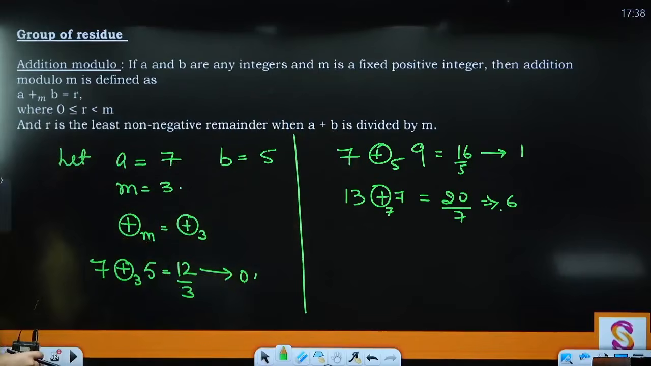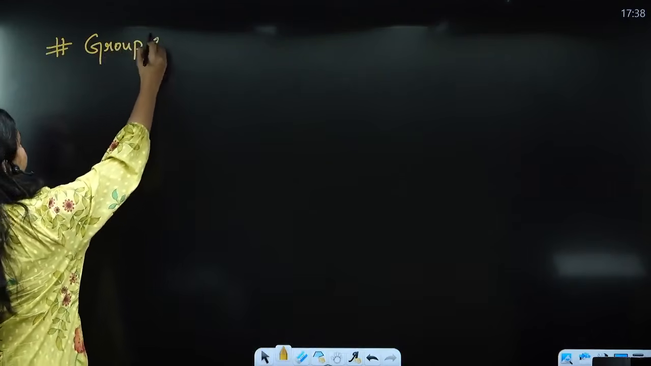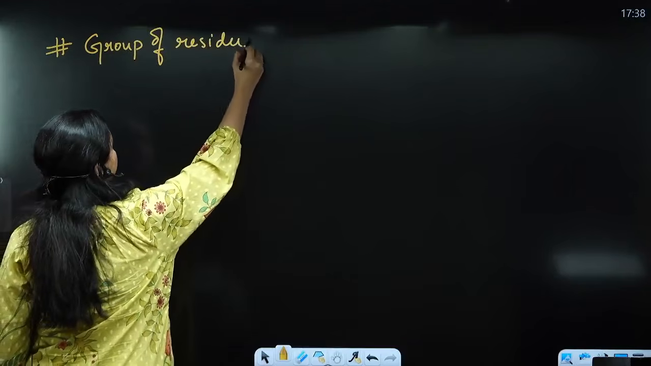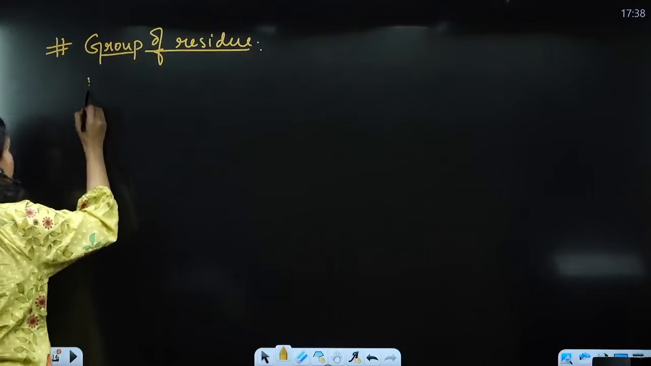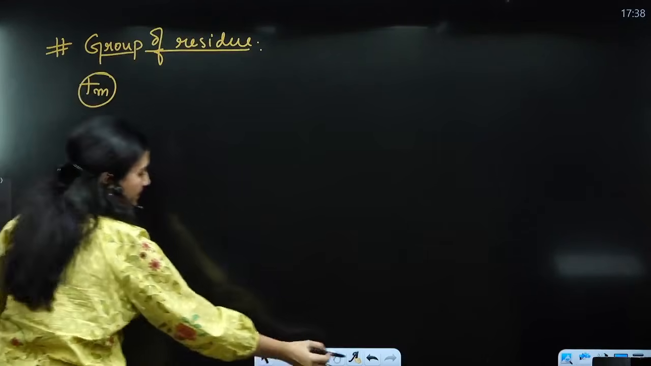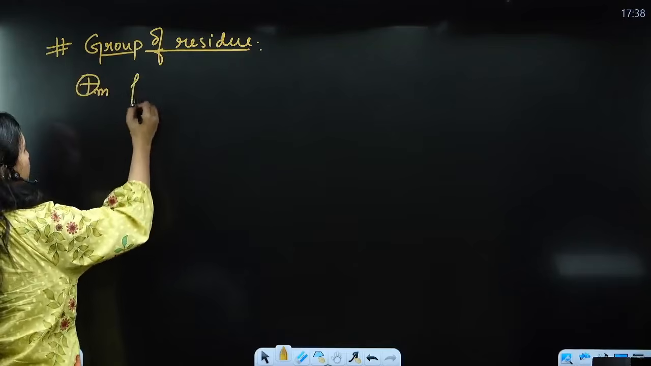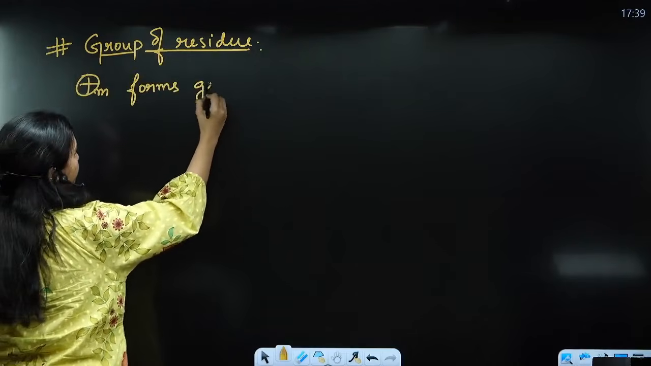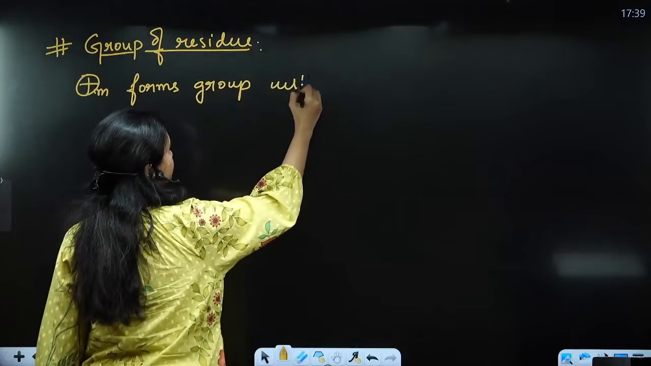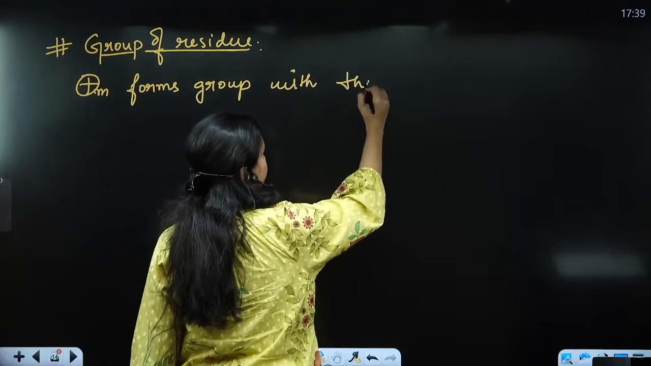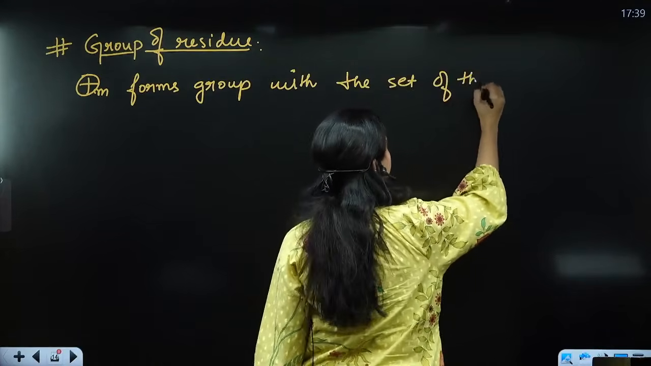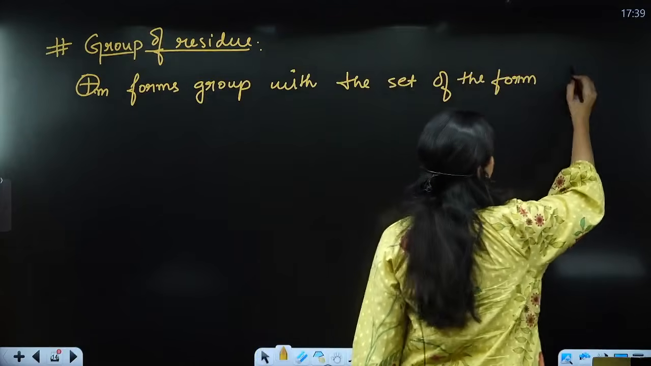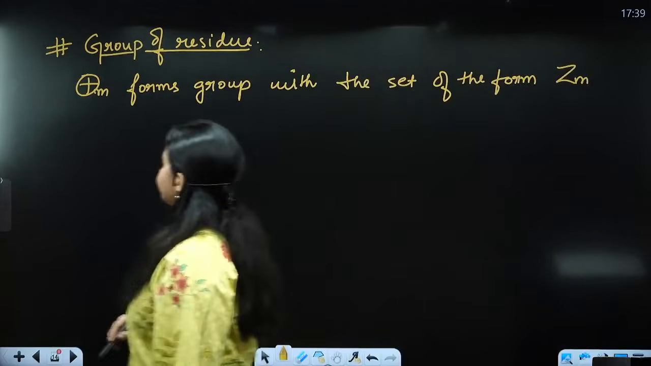Now why are we studying this binary operation? Is because the introduction of a new group, that is group of residue, you might have seen in the previous slide as well. Now this addition modulo m forms group with the set of the form Zm. Now what is Zm?